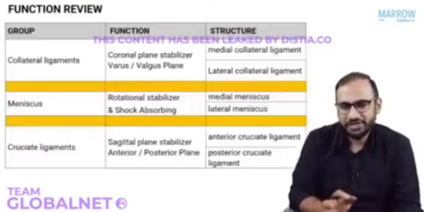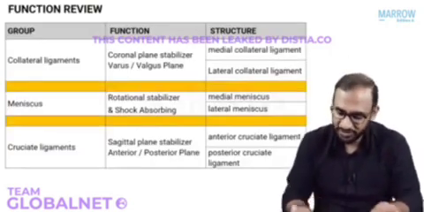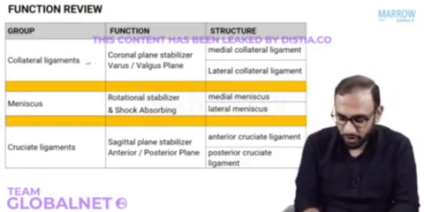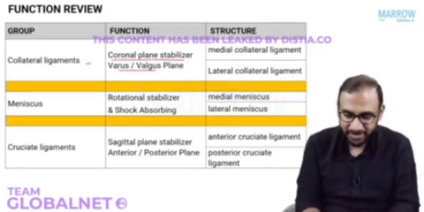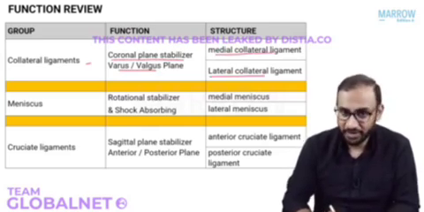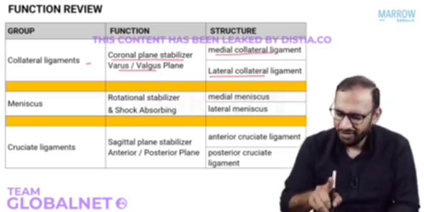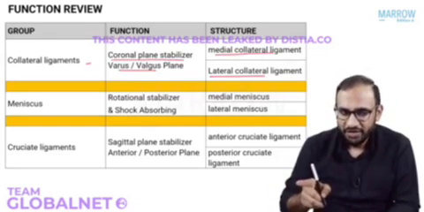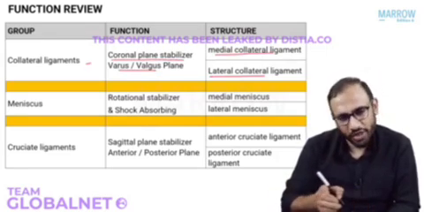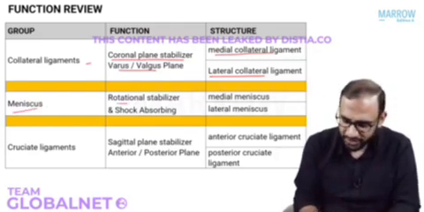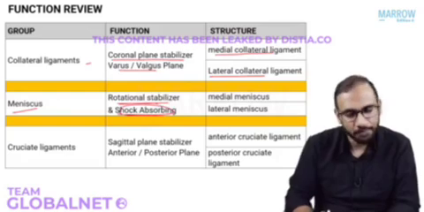Now can we summarize their function together? Yes, very simple. This table is there. Collateral ligaments, coronal plane stabilizers, valgus and varus plane, medial collateral ligament and lateral collateral ligament. Right. Medial collateral ligament prevents valgus force or abduction force. Lateral collateral ligament prevents varus force or adduction force. Okay? Menisci, rotational stabilizers and shock absorbers.